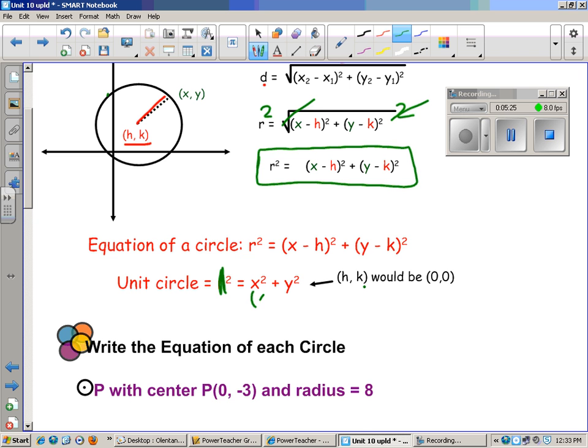So technically, this is x minus 0 squared plus y minus 0 squared. But again, in math, we never write anything we don't have to. And what is x minus 0? It's just x. So we don't write it. We just write x. Y minus 0 is just y. So we don't write it because it's just y. So 1 equals x squared plus y squared is the equation for the unit circle.